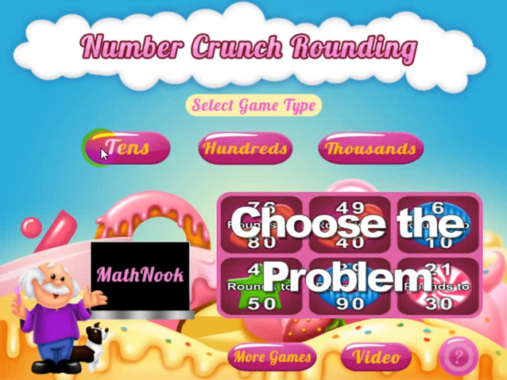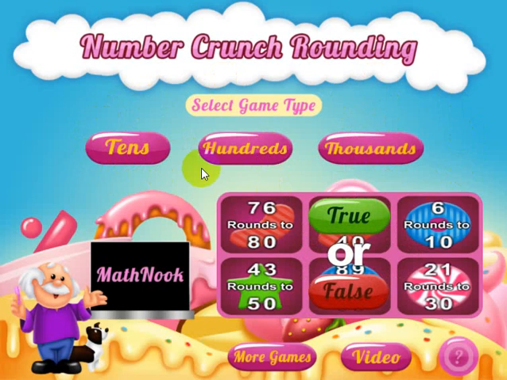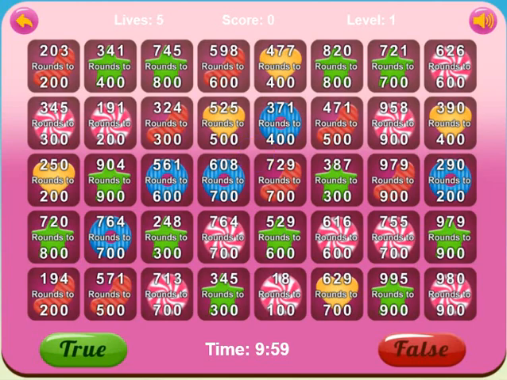So, again, that's how you play. You can play the tens, hundreds, thousands. The tens is untimed, whereas the hundreds and thousands are timed, and I'll show you. So you have 10 minutes there, and it's counting down. Let's go back to the main menu.